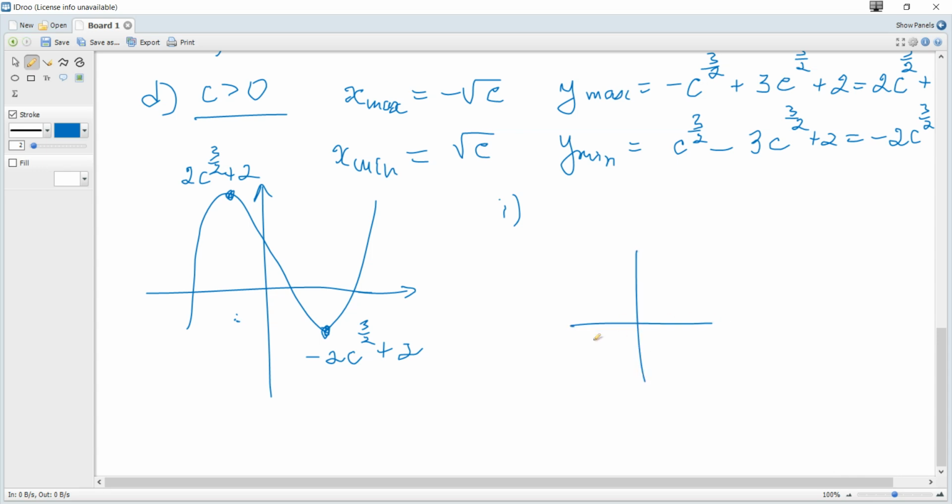Another situation is when the minimum is above the x-axis and the maximum is also above the x-axis, but this point is also always positive, so it's always above the x-axis. So we need to consider that the y coordinate of the minimum, which is negative 2c to the power 3/2 plus 2, should be greater than 0.